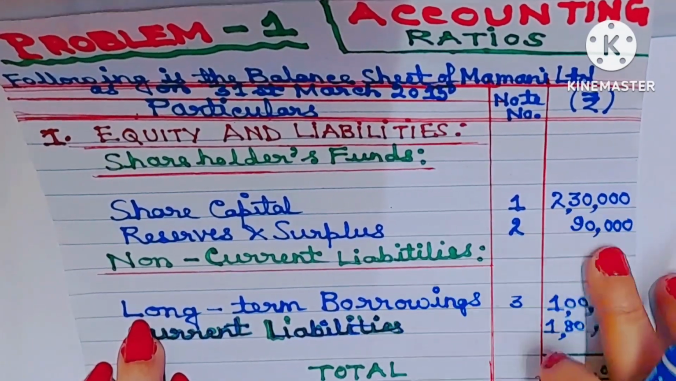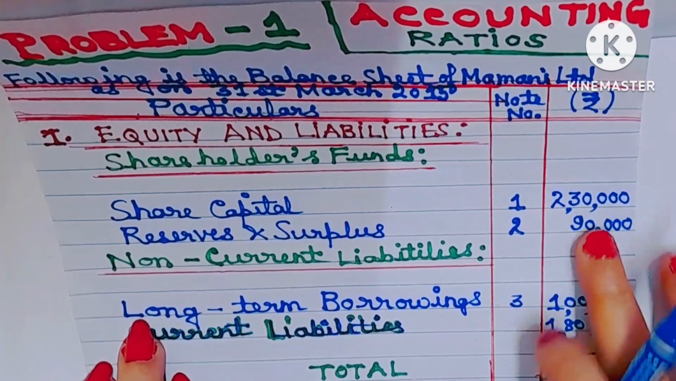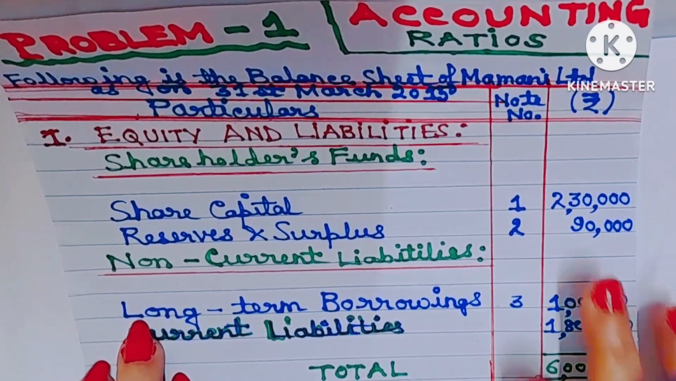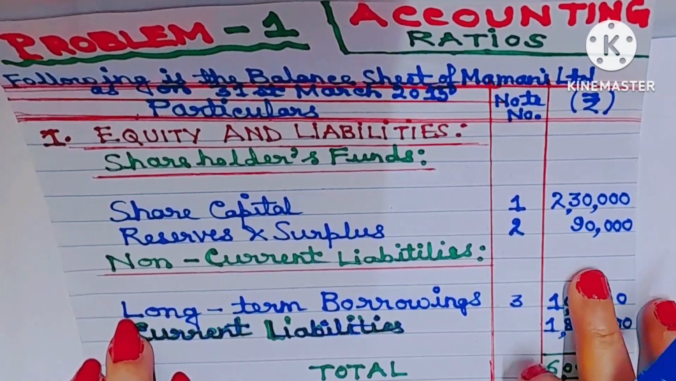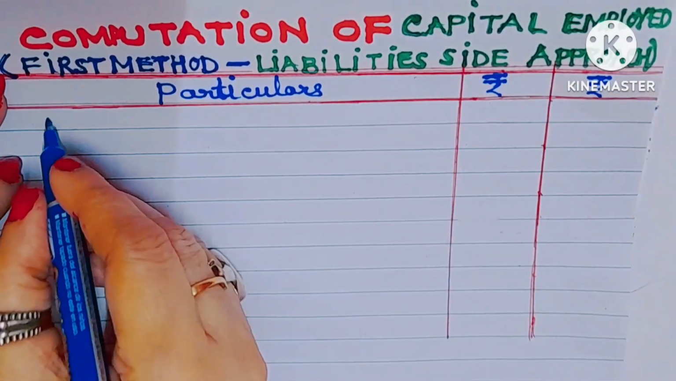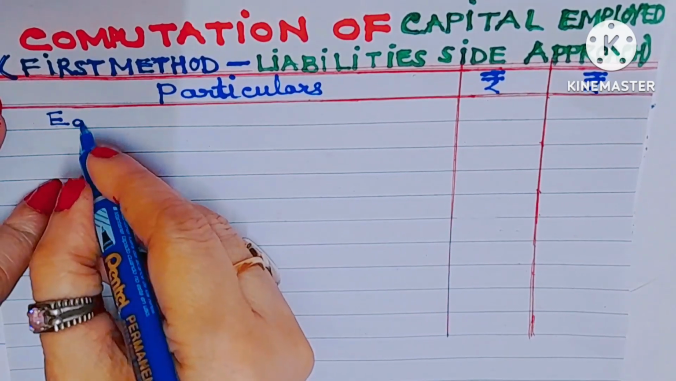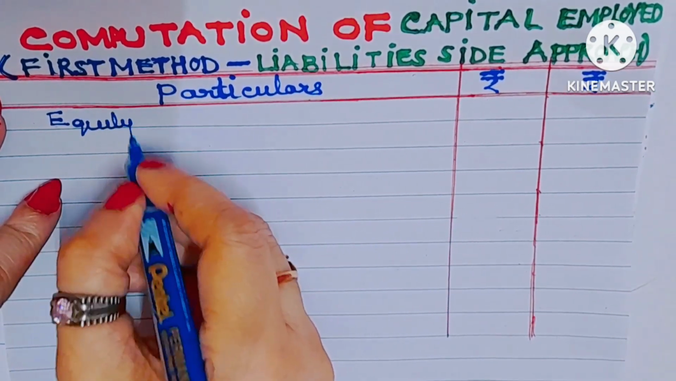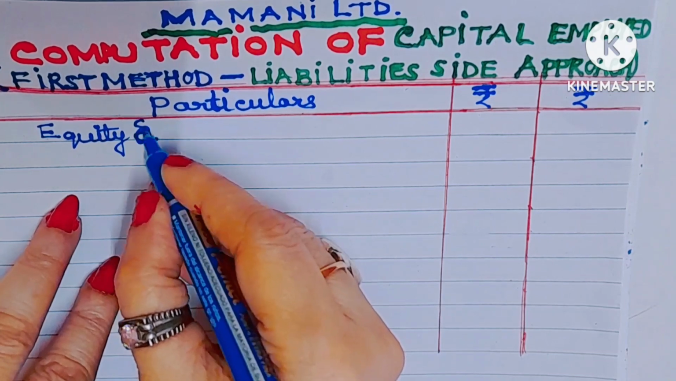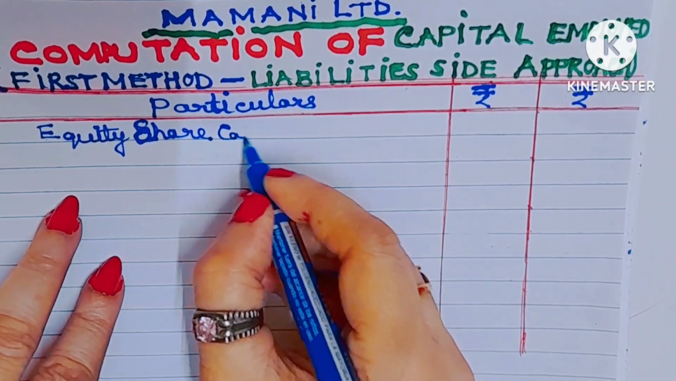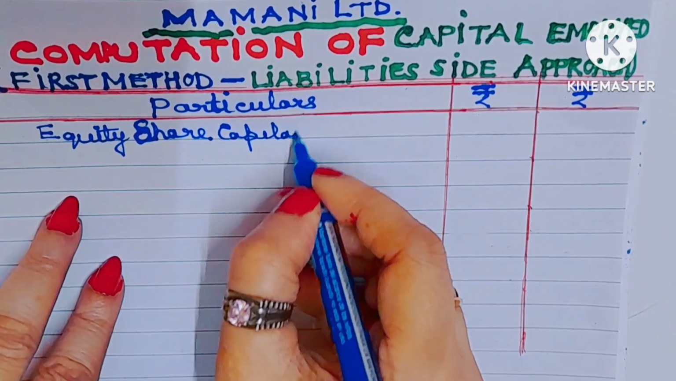Okay, because we got to write separately in the computation of capital employed. So let's write. So we'll write in the particulars column equity share capital, how much?